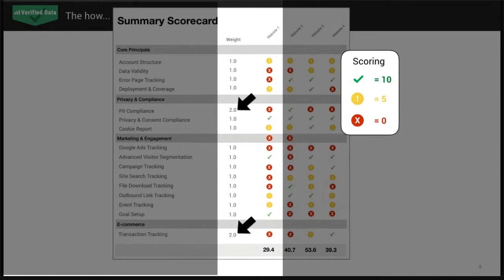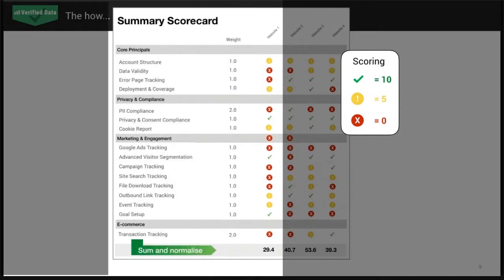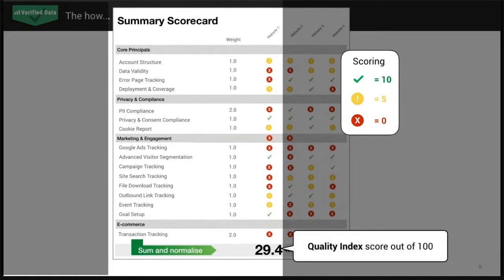So what we do is we simply multiply the scoring system here by the weighting. We sum and normalize all of these sections, which just means basically the total is out of 100. And that gives us a quality index score. Here in this example, the quality index is 29.4. It's out of 100. So what we're saying is this particular website audit is a very low score. It's only 29 points, if you like, out of 100, where 100 would be a best practice data quality score.